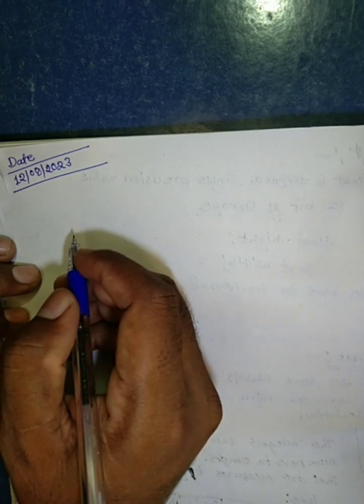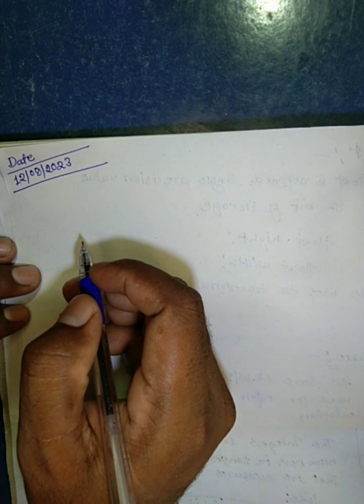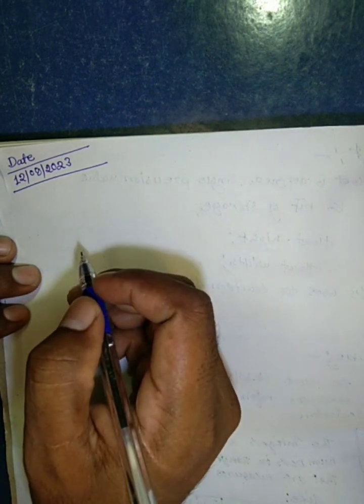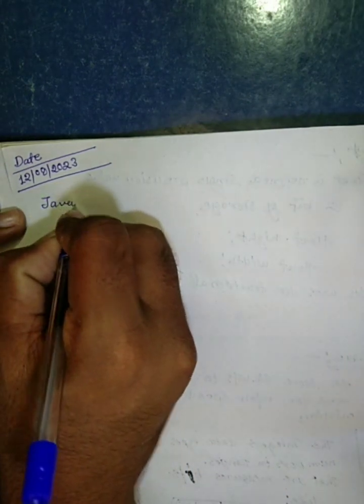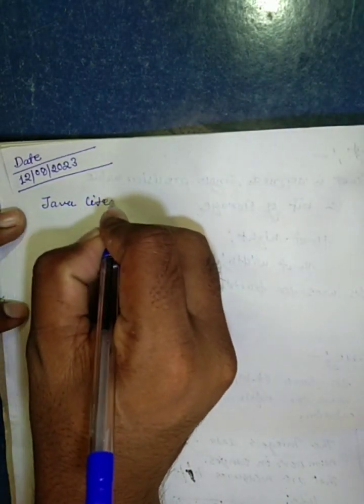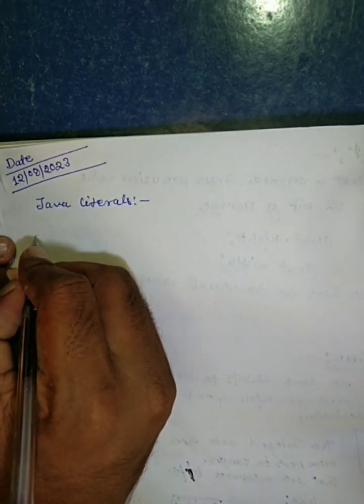In this video, you will learn what Java literals are. Java literals are categorized based on the data types. So let's see the first Java literals: integer literals.